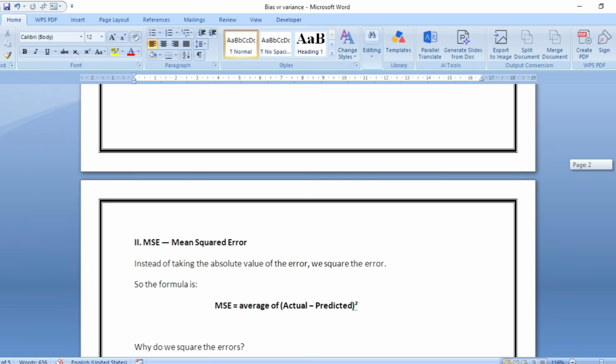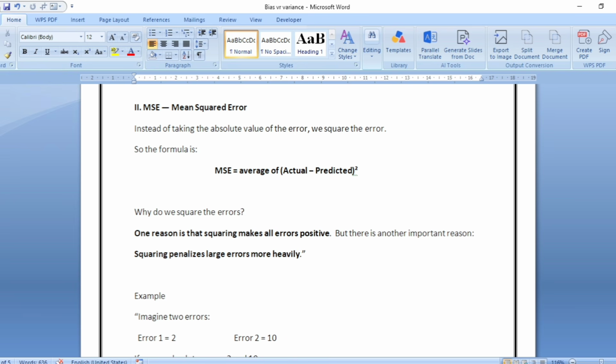Next is mean squared error. Now let's move on to mean squared error, or MSE. Mean squared error works slightly differently. Instead of taking absolute values of the error, we square the error. So the formula is the average of actual minus predicted, squared.